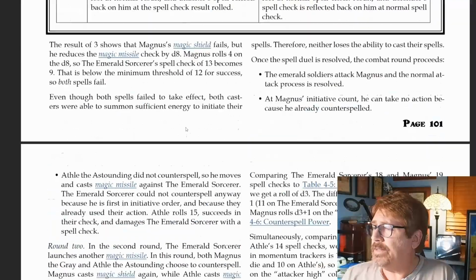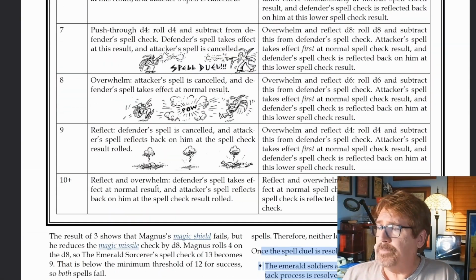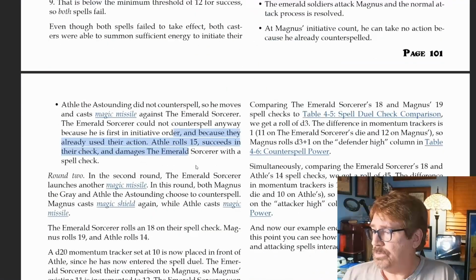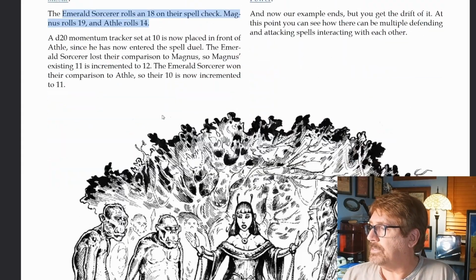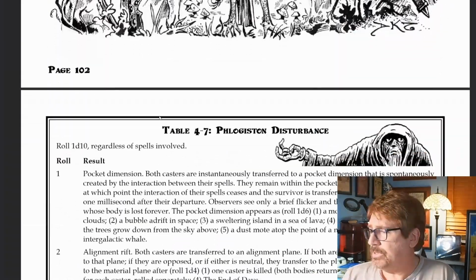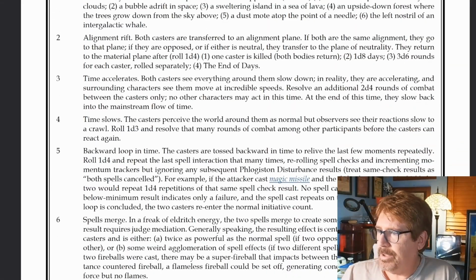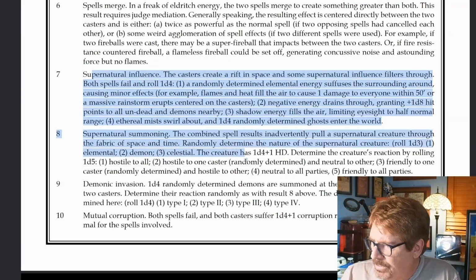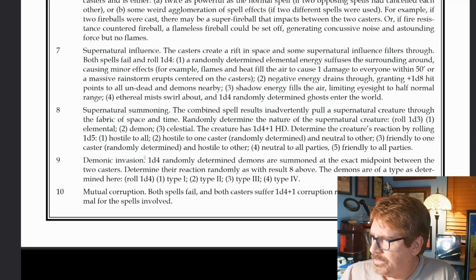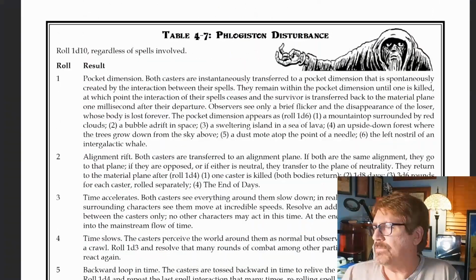It looks, well, I guess if you're used to running it, it'll probably go pretty quick. Because I'm not familiar with it, it looks like a lot of rules. But maybe they had to explain it with the chart and stuff. But once you start using it, it's probably pretty intuitive, I'm sure. There's another cool extra thing about pocket dimensions, alignment rifts, and time slows. So this is all supernatural stuff. Demonic invasion. Oh, these are results of the spell duel.